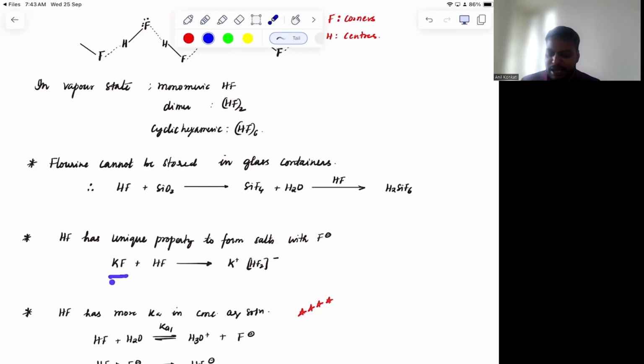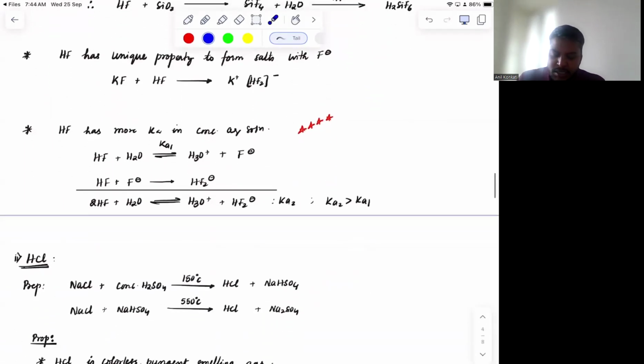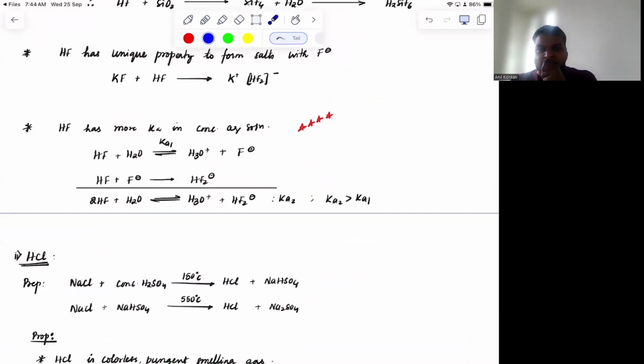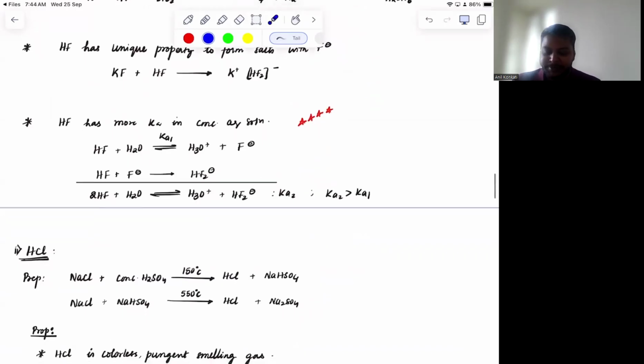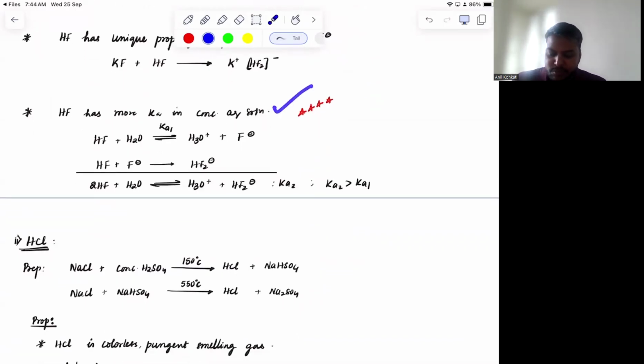That is, if you take KF with HF, it will form a salt as K plus and HF2 minus. Sorry, HF also has a higher K value in concentrated aqueous solution. That is, if you take HF plus water in the presence of K1, it will become H3O plus and F minus. And HF plus F minus will again become HF2 minus. Therefore, the overall reaction is 2HF plus H2O becomes H3O plus and HF2 minus. And for this, the K value is greater than that of K1.